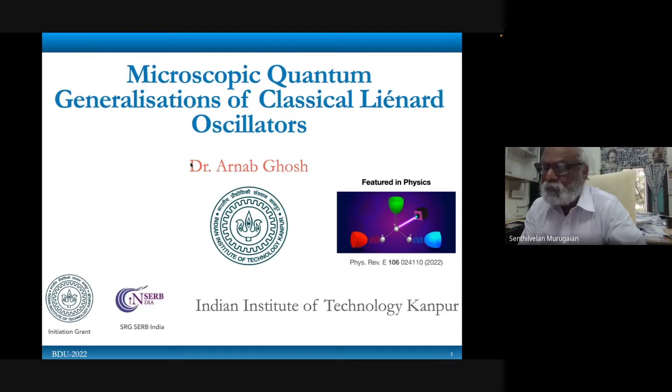In my view, all these areas are new emerging ones. Dr. Ghosh has published a considerable number of papers in these areas. Currently, he is supervising a couple of students. I came to know about Dr. Arnab Ghosh a year ago when I came across one of his works, Microscopic Quantum Generalization of Classical Lienard Oscillators, which he put on the preprint server arXiv. I found that paper very interesting and I asked one of my students to work it out. When I requested him to deliver a lecture in this forum, Dr. Arnab Ghosh immediately accepted our invitation and allotted a time for us.